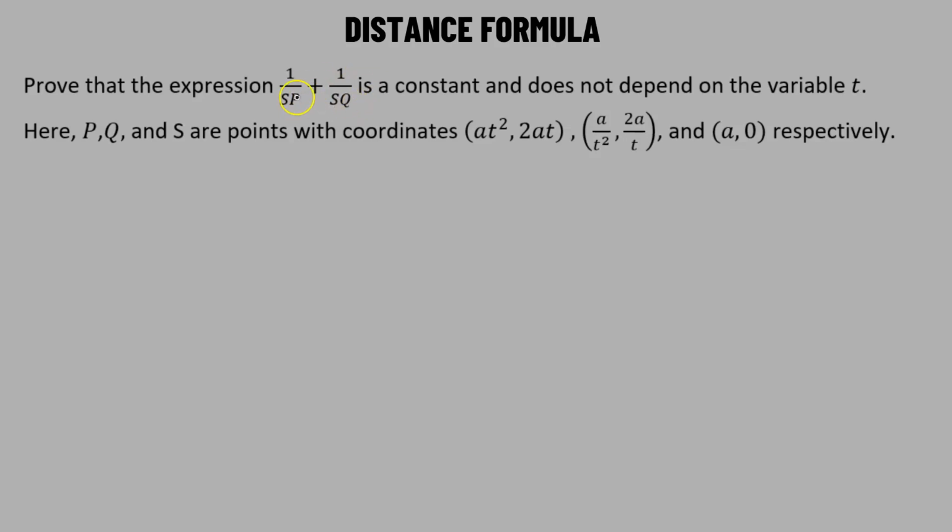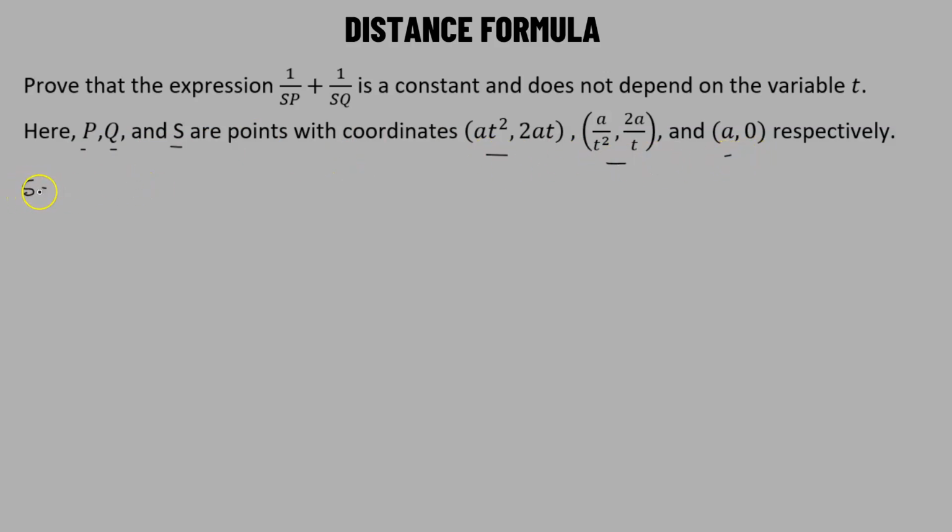So here we need to prove that we have an expression 1 over SP plus 1 over SQ. This is a constant and it does not depend on the variable t. So here we are provided with 3 points P, Q and S, and for each of the 3 points the coordinates are also provided to us.